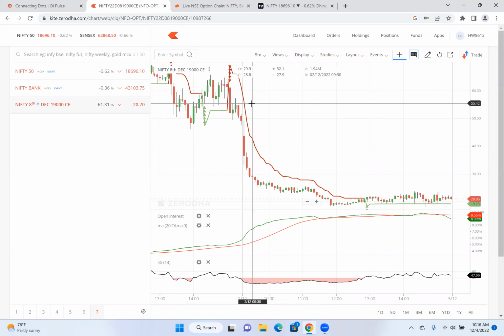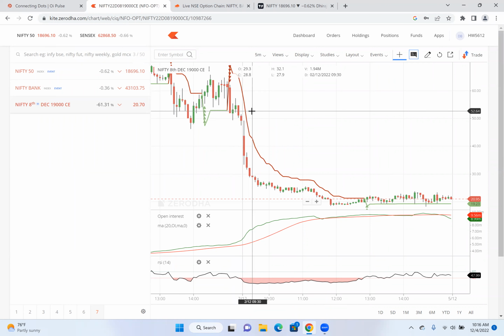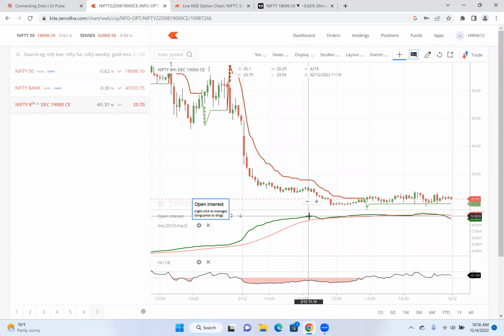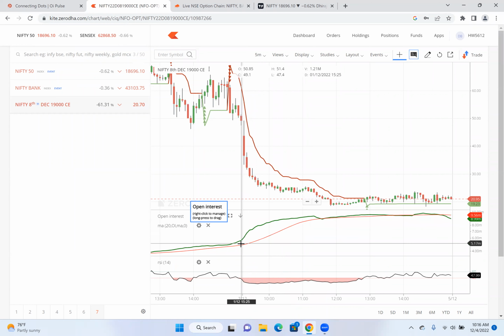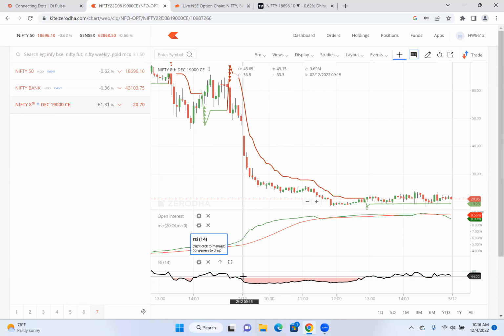So the first thing I want in option selling is that the super trend should be red, which is bearish. The price should be below the super trend. That's the first condition. The second condition is OI should be going up, as you can see in this graph. I'm talking about the entry condition. OI should be going up and OI should be above its 20 moving average, so this green line should be above the red line. And the third thing is my RSI should be below 40. This is an option selling setup.